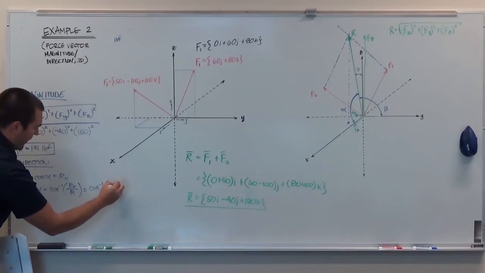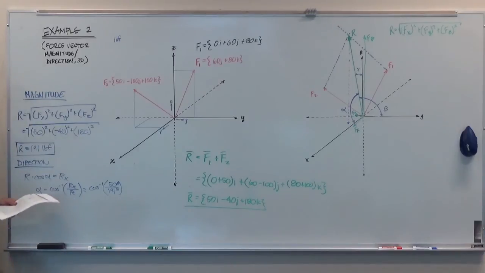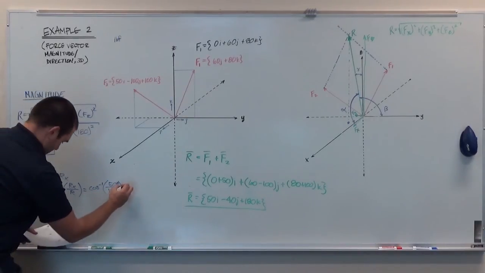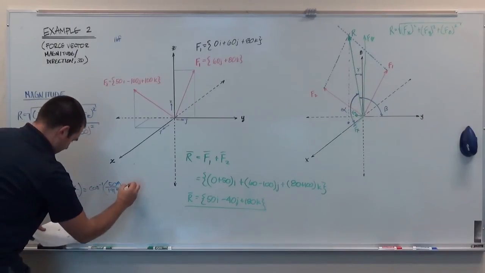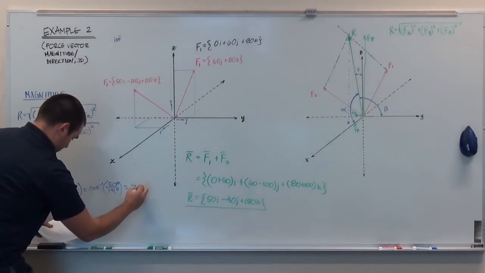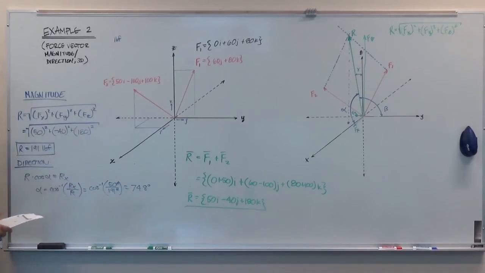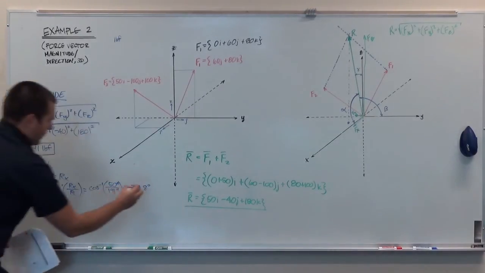And these are in pound force, but the units cancel out. And we get that alpha is equal to 74.8 degrees. And so this is equal to alpha.